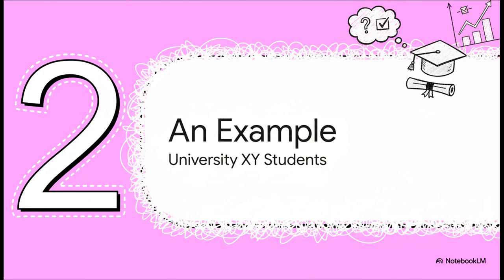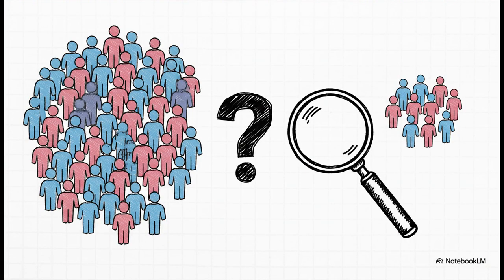Okay, enough theory. Let's make this concrete. We're going to look at a real-world example involving some students at a place we'll call University XY. So here's our scenario. We know for a fact that across the entire business program, 55% of the students are female. But then we look at one small marketing class of just 10 students, and we see that 7 of them are female. That's 70%.